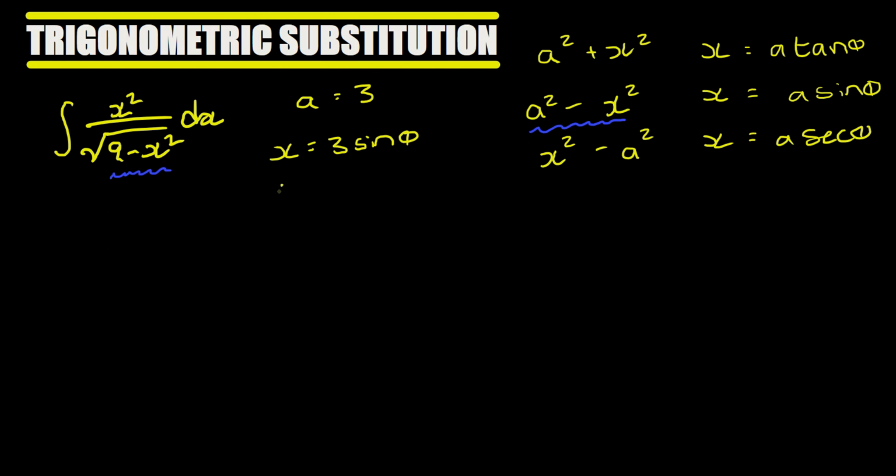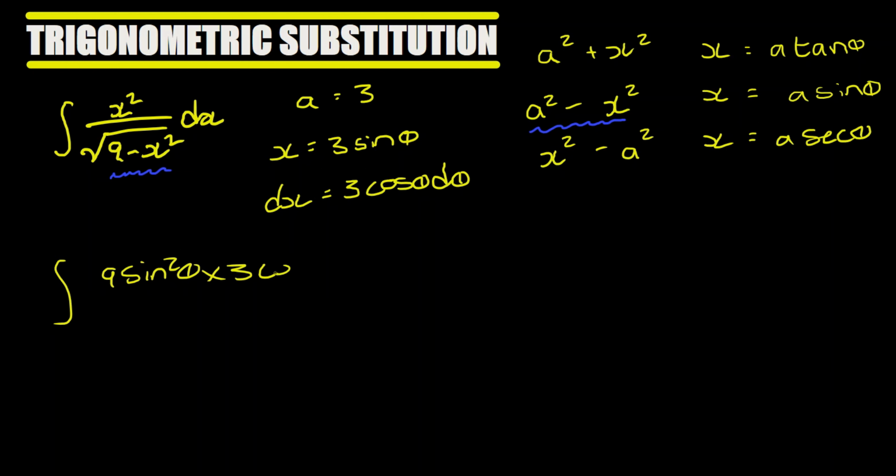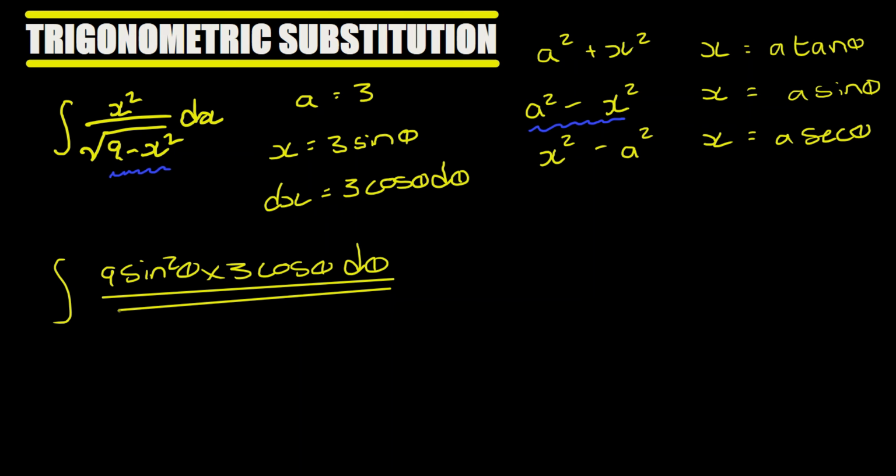And then we can see that the derivative of x with respect to theta would be 3 multiplied by cos theta d theta. We can now substitute our parameters into our equation. So our equation now becomes the integral of 9 multiplied by sine squared theta multiplied by 3 cos theta, and we integrate with respect to theta over the root of 9 minus 9 sine squared theta.